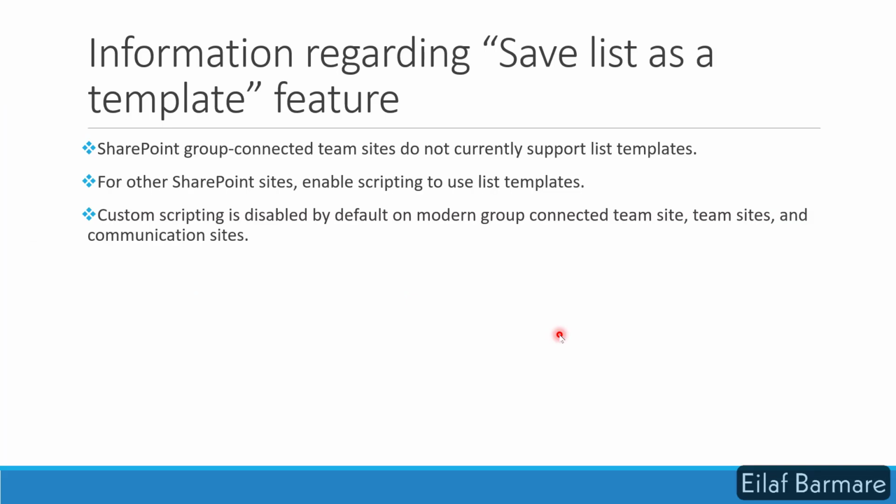So there is some information that I would like to share with you guys about this feature. SharePoint group connected team sites do not currently support list templates, and the same goes for other site collections. If you want to make this work, you need to enable custom scripting on those sites. And custom scripting is disabled by default on modern group connected team sites, non-group connected team sites, as well as on communication sites.